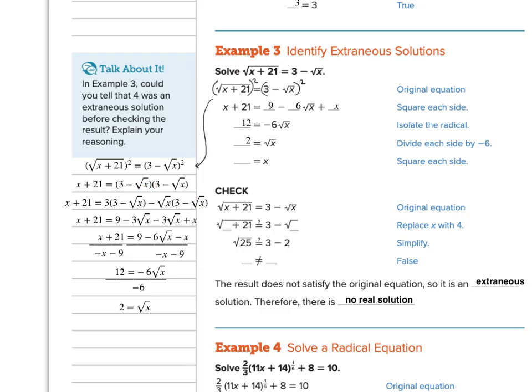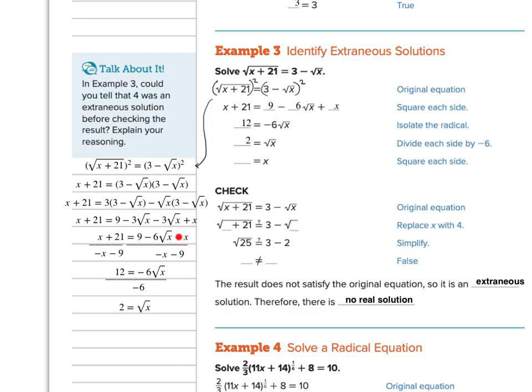So we start to see all of this stuff going on. So here's that distributive process that we just talked about. And then we go ahead and simplify, continuing to combine like terms, and get this. So x plus 21 is equal to 9 minus 6 square root of x minus x.